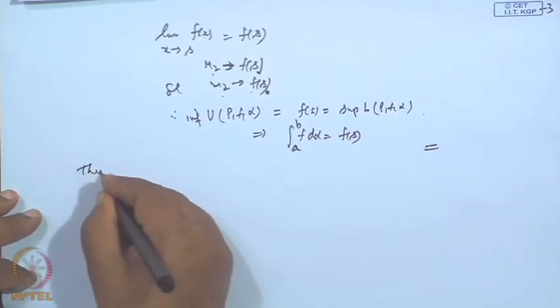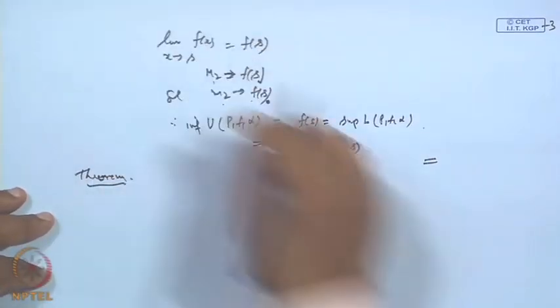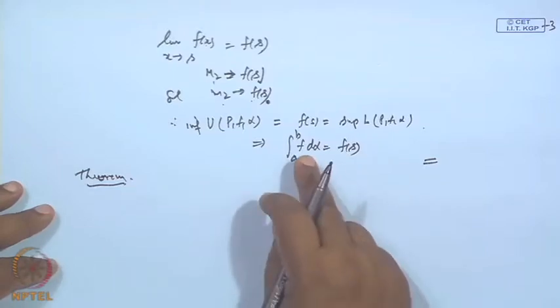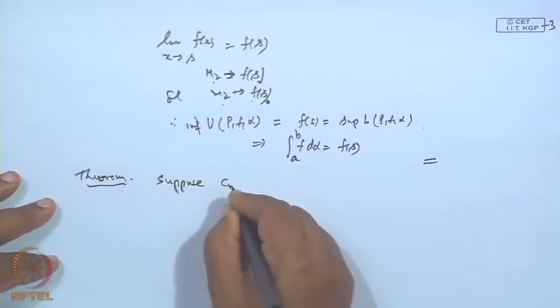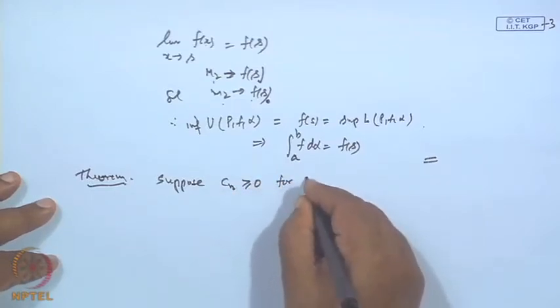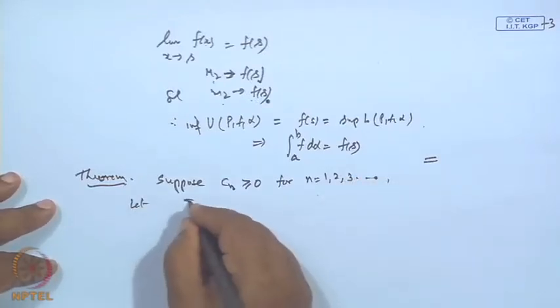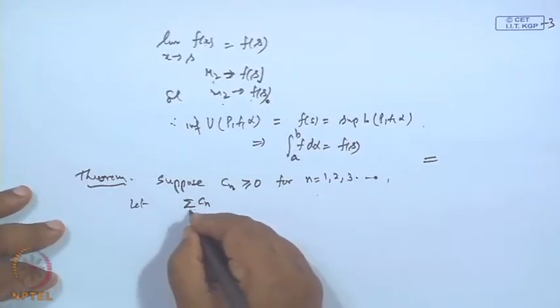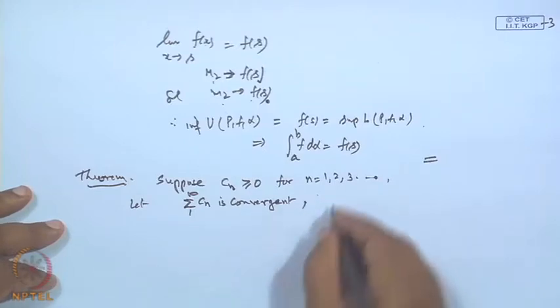The second result is also in connection with step functions, which will give the result that if alpha is a step function, then the Riemann-Stieltjes integral will be reduced to an infinite series or a finite series depending on this. So, suppose C_n is greater than or equal to 0 for n equal to 1, 2, 3 and so on, and let the sum of C_n from 1 to infinity be convergent. Let this be convergent.